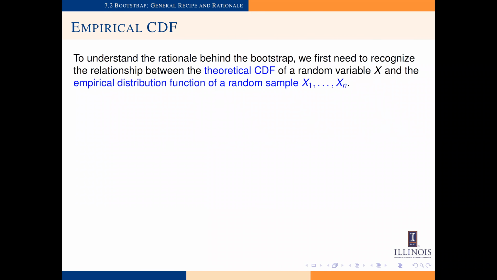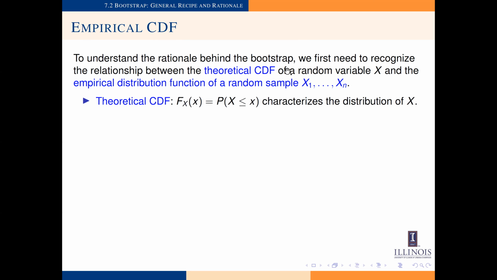The idea centers around something called the empirical CDF, or empirical distribution function. To understand the rationale behind Bootstrap, we first need to recognize the relationship between the theoretical CDF of the random variable X, which we denoted by F_X, and the empirical distribution function, or the empirical CDF, of a random sample X1, X2, all the way up to Xn.